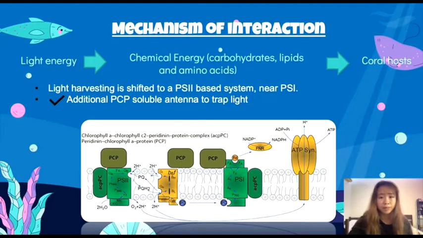Algae from the family Symbiodiniaceae use photosynthesis to convert light energy into chemical energy stored in the form of carbohydrates, lipids, and amino acids. These photosynthetic products can be transferred to the hosts that harbor Symbiodiniaceae, providing up to 100% of the energy requirements of some cnidarians. The algae utilize a unique adaptation to lower light conditions by shifting their light harvesting to a photosystem II based system, where photosystem II is structured near photosystem I, with additional peridinin chlorophyll a protein-soluble antenna also trapping light that is funneled to the photosystem I reaction center.